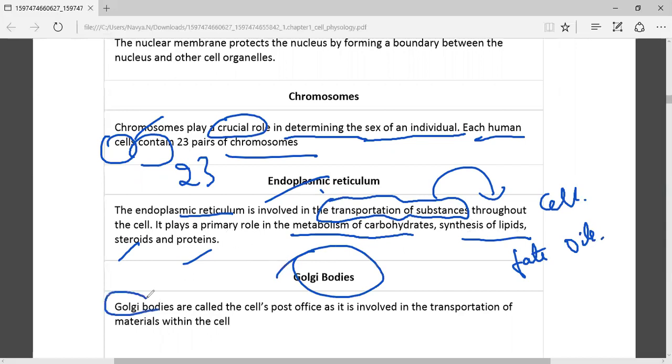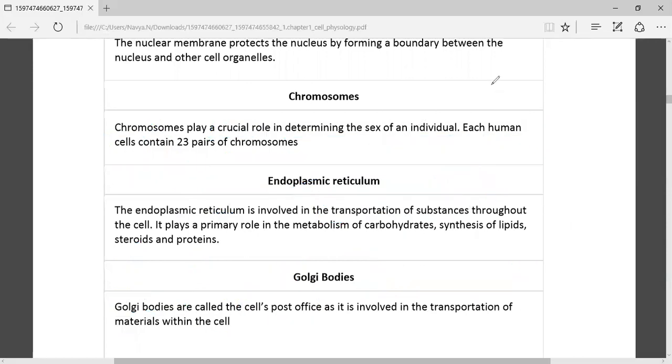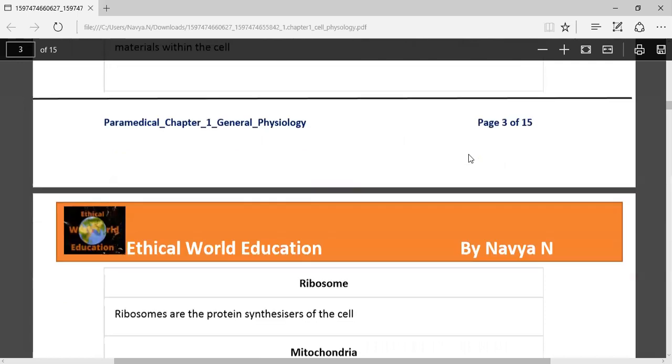And the Golgi bodies. These Golgi bodies are also called the cell's post office, as they are involved in the transportation of materials within the cell, not from the outside of the cell, that will be within the cell. Golgi bodies, that is.